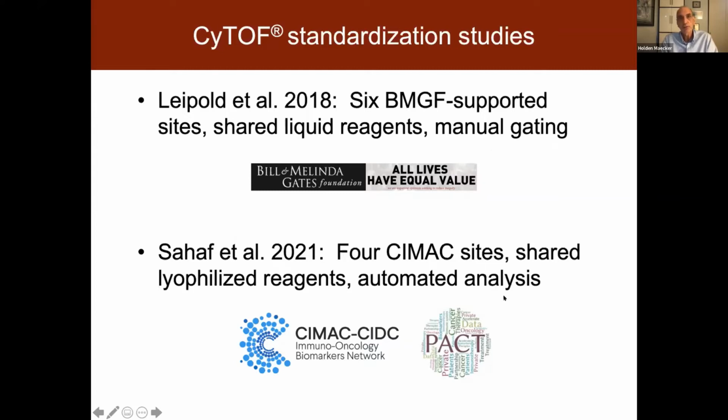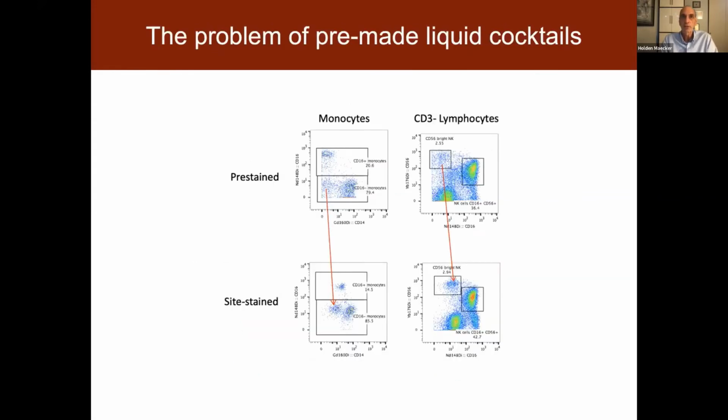So just to touch briefly on this issue of liquid versus lyophilized reagents, this is something that we noted from that first study of Leipold et al., where these pre-made liquid cocktails were distributed to the different sites. They were shipped at 4 degrees, and the sites used them actually within about a week of generating the cocktails. But nevertheless, this is long enough to see some drag up of additional background staining in certain populations.